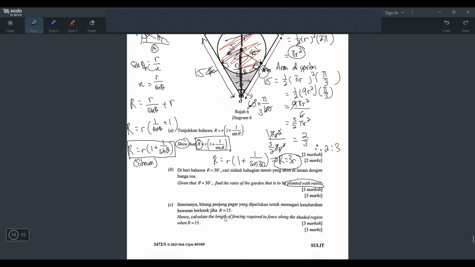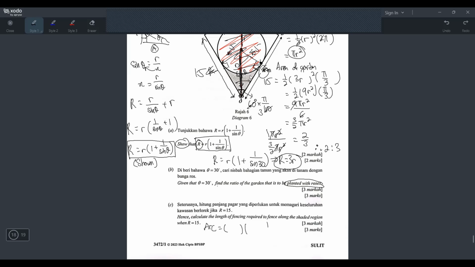But how do I calculate the length of fence required to fence the shaded region? It means I'm finding the perimeter. So what will be the perimeter here? It will be 3 lines added together. The first line is the arc, the length of arc, and then the other 2 lines will be the adjacent sides here, right? So how do you do it? Okay, first of all, let's find the length of arc. So I will use the arc formula, which is r theta.